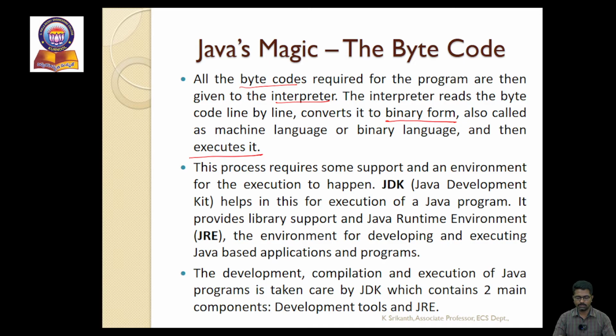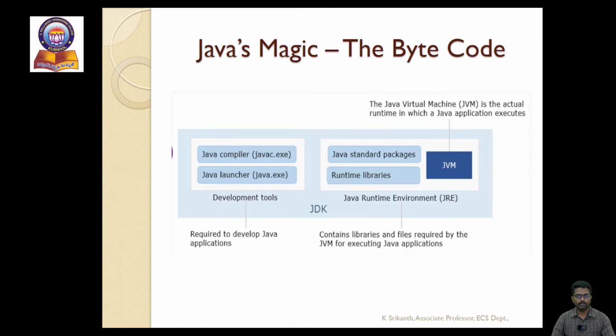And for this to happen, we need a lot of components, right? One is JDK, which is Java Development Kit, and we have the Java Runtime Environment, that is JRE, to develop and execute Java-based applications and programs. Let us see a small diagram of how the Java programs get executed internally. So we have totally 4 components. One is the JDK, which is the Java Development Kit.